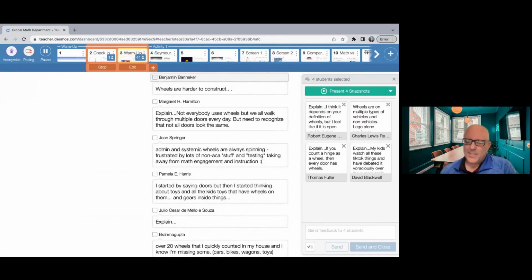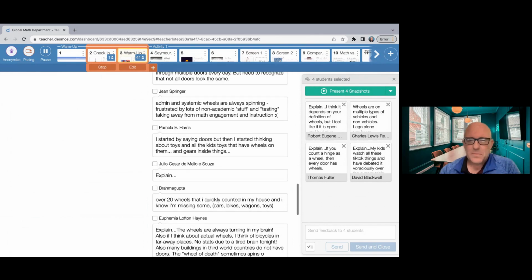Yeah, does a cabinet door count? Does a drawer count? What actually counts as a wheel? What actually counts as a door? Can I do some type of sampling size to predict this? Yeah, so many brilliant answers. Thank you for engaging in that.